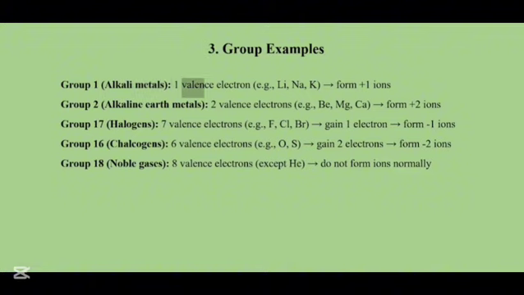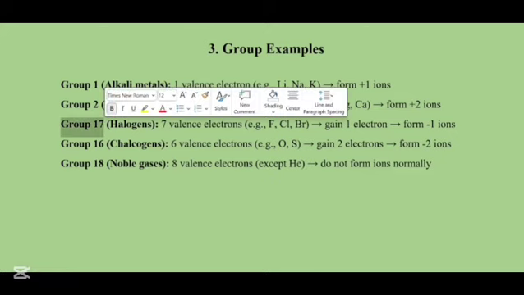Now examples of groups. Group 1 are known as the alkali metals. That means they have one valence electron, which is the same as their group number, like lithium, sodium, potassium. They form +1 ions because they have an electronic configuration of 1s1, and they will never have a complete duplet or octet. Now group 2, the alkaline earth metals, have two valence electrons. Examples are beryllium, magnesium and calcium.